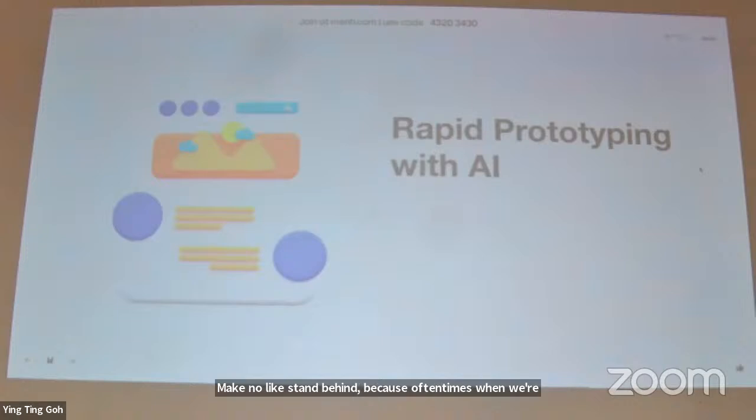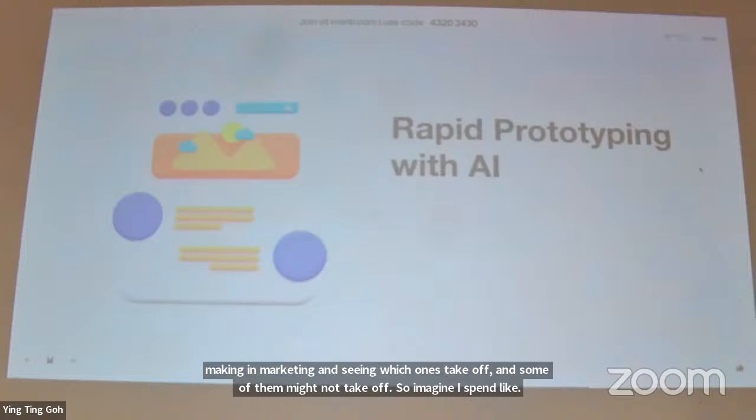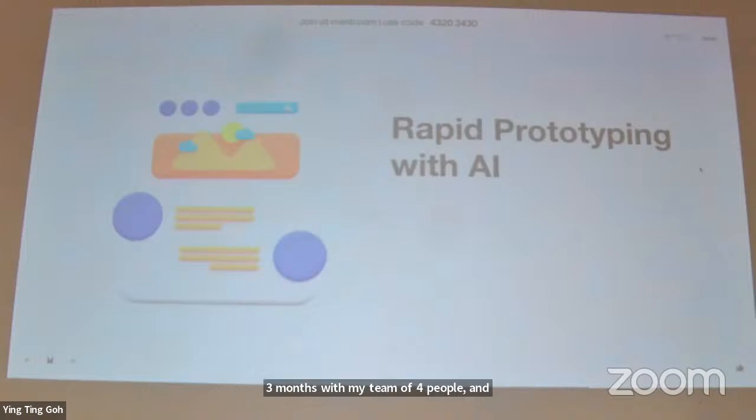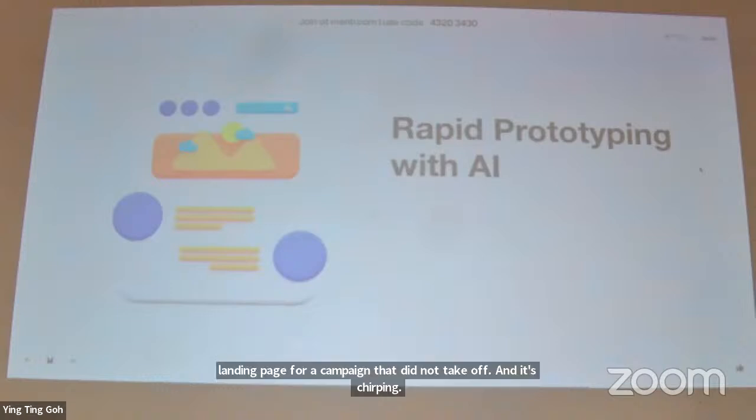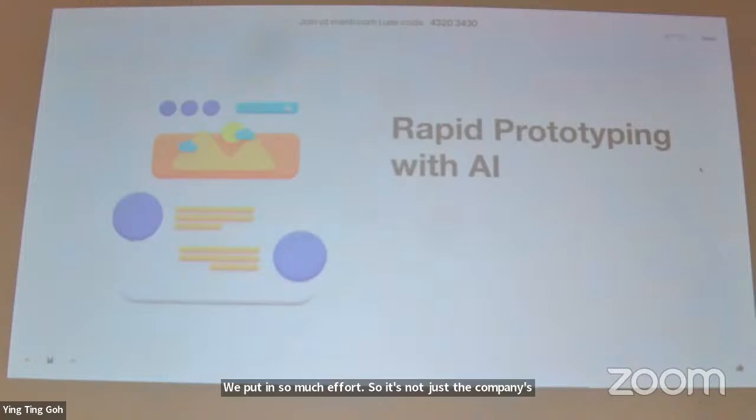So imagine I spend 3 months with my team of 4 people and we put up a landing page for a campaign that did not take off and it's chirping crickets. All of us, we put in so much effort. So it's not just the company's money, but it's also about all of our team's morale. So we really want to approach it from a quick, rapid prototyping mindset. Once people come and interact, the analytics will tell us what's working and what's not working. And then we can continue to optimize.